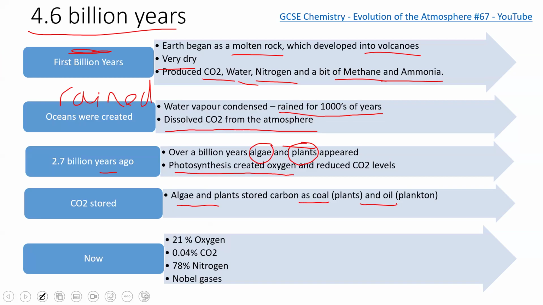Okay, so if you think about the three places now where carbon dioxide is stored: the seas, plants, coal and oil. They are three of the big ones, and we'll talk about another one in a minute. After 4.6 billion years, we've now got the atmosphere that we now live in.